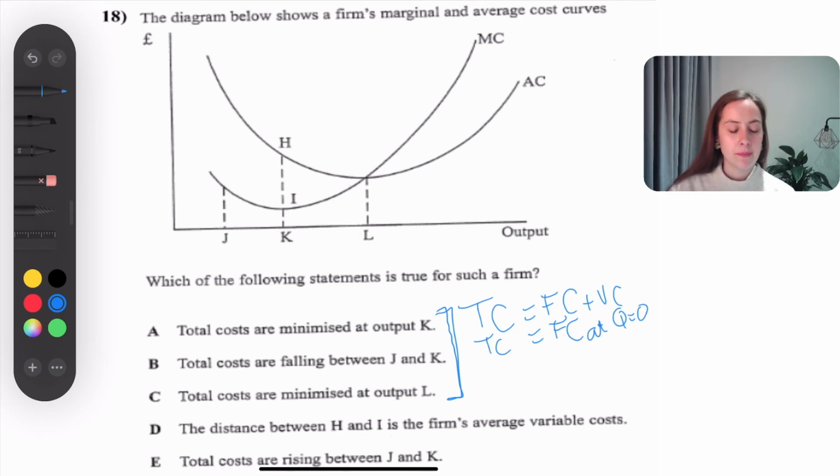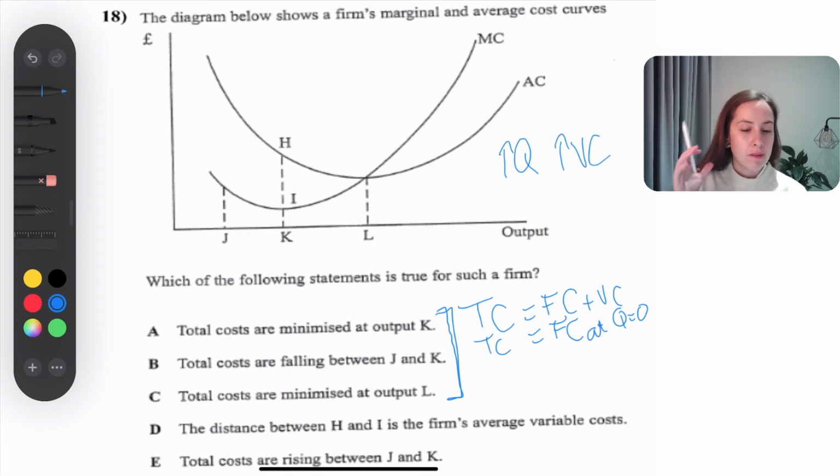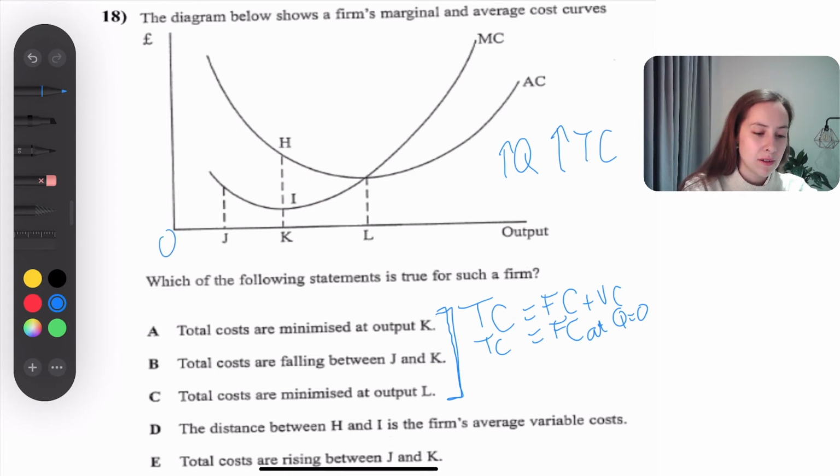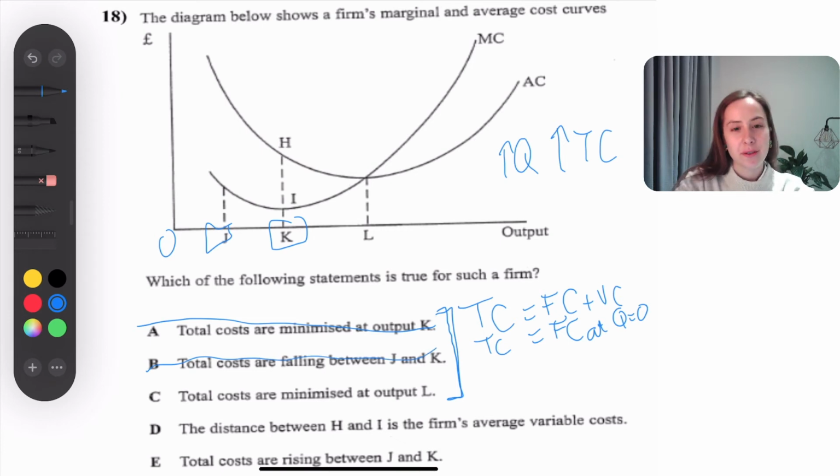Here's another way to see it. If you want to produce more cakes, you're going to need more eggs and more flour, so you are going to need to pay more variable costs. So as a rule of thumb, if you want to increase your quantity, you will always face higher total costs. So that means the costs at K are higher than the costs at 0. The costs at K are higher than the costs at J. And the costs at L are higher than all those costs too.